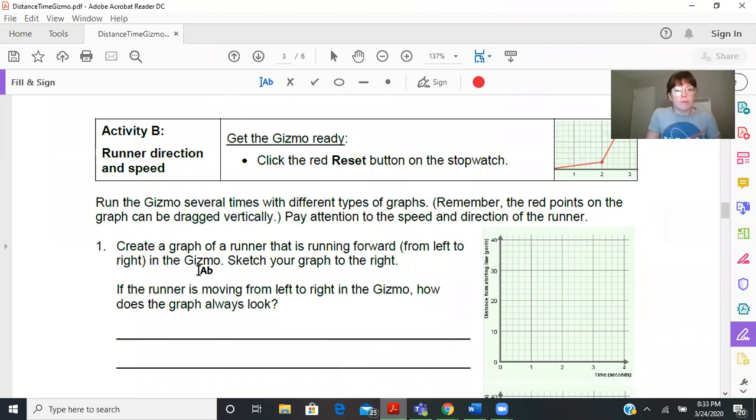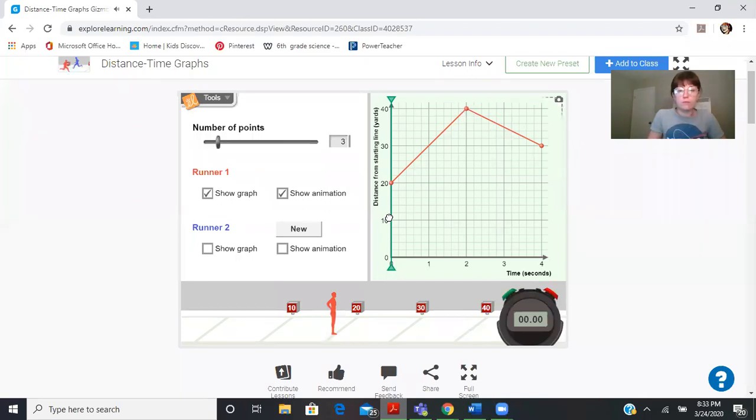So activity B. Run the GIZMO several times with different types of graphs. Remember, the red points on the graph can be dragged vertically. Pay attention to the speed and direction of the runner. Create a graph of the runner that is running forward from left to right in the GIZMO. If the runner is moving from left to right, how does the graph always look? So let's do this together. I'm going to hit my reset button, and I want him running forward.